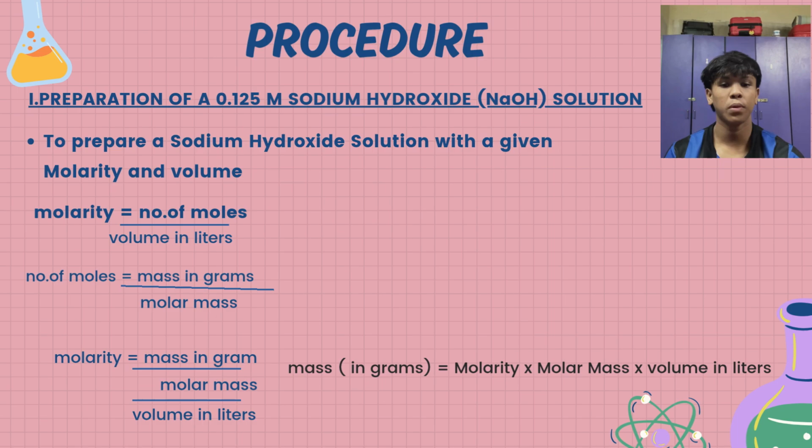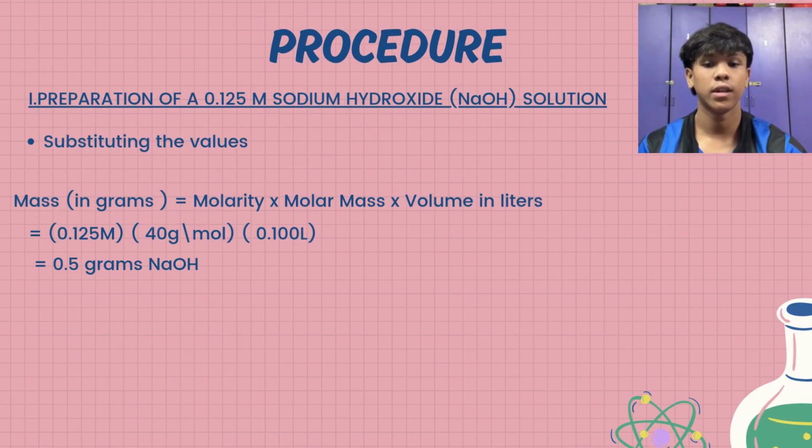First thing first is preparation of a 0.125 molarity sodium hydroxide. To prepare a sodium hydroxide solution, we need to use a given molarity and volume. The formula is mass equals molarity times molar mass times volume in liters. By using the molarity, molar mass and volume in liters provided, we get 0.5 gram of NaOH.